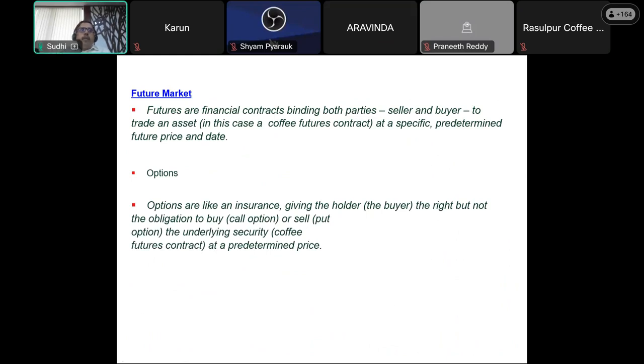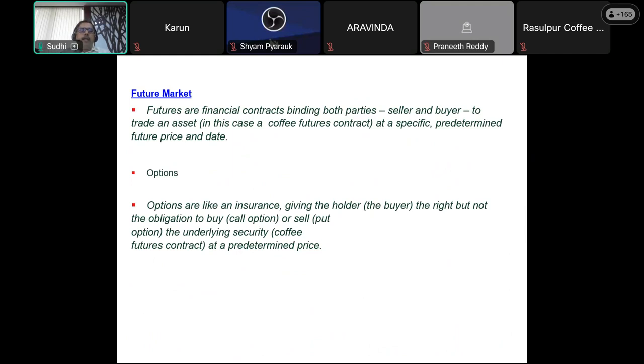Future market. So what is the future market? Futures are financial contracts which are binding on both parties, seller and buyer, to trade an asset. In this case, the asset is a coffee futures contract, at a specific predetermined future price and date. So this is what is called the future price. I will get into more details about it in the coming slides.